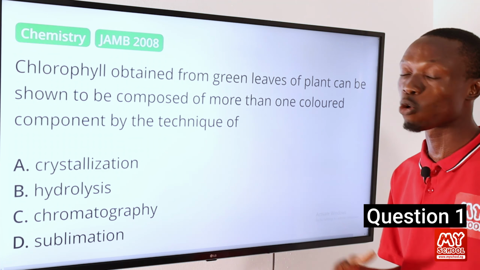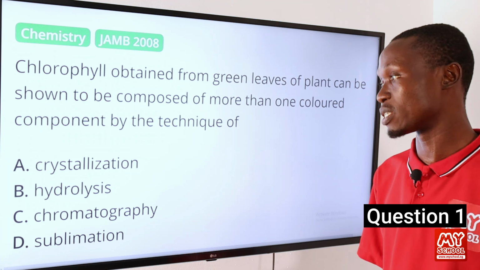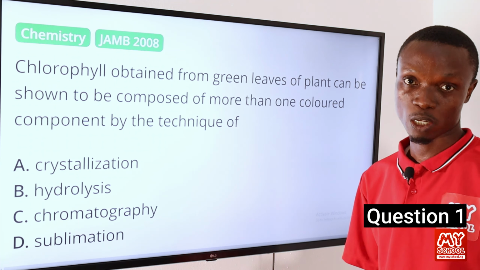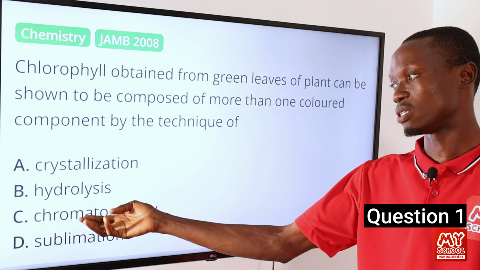We know that chlorophyll is a mixture. So being a mixture, it can be separated by chromatography into its different components. So that makes option C the correct answer to this question.